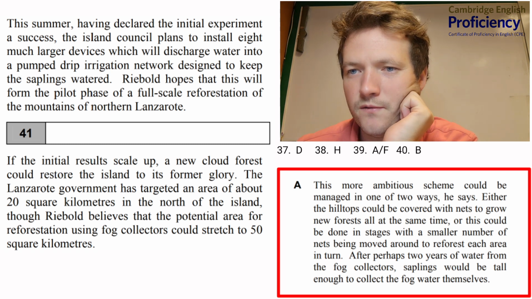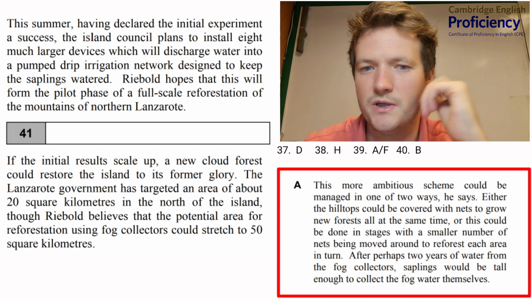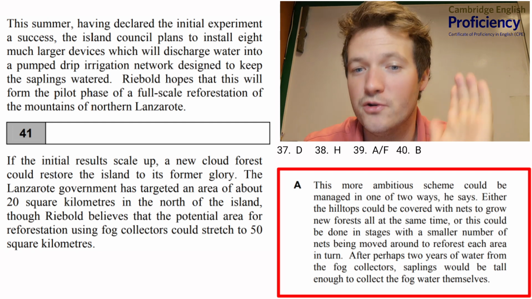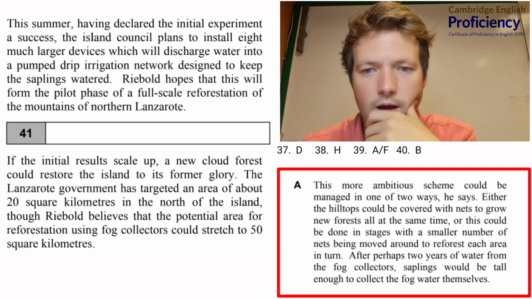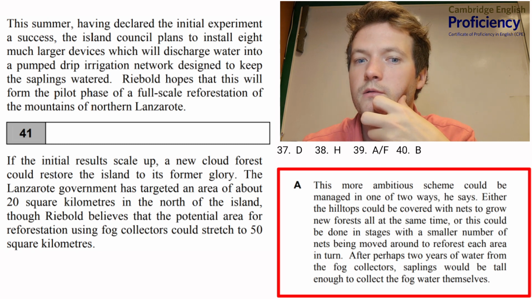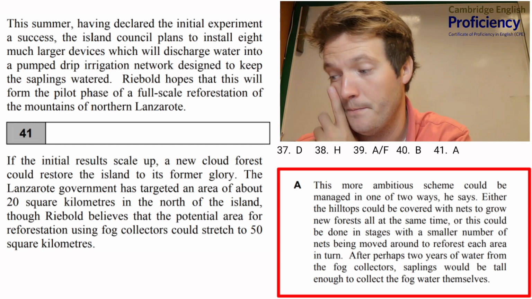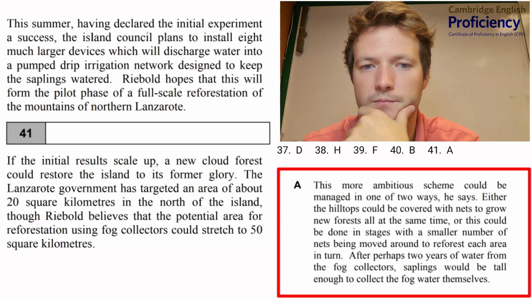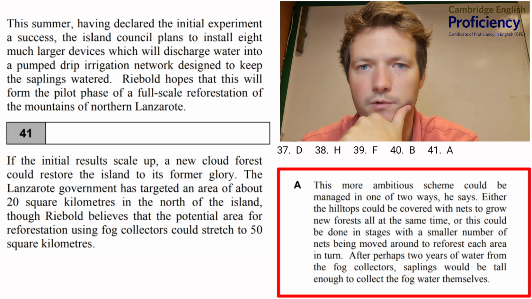After perhaps 2 years of water from the fog collector, saplings would be tall enough to collect fog water themselves. I think we're going to put A in number 41 now. If the initial results are good, a new cloud forest could restore the island to its former glory. I think that's far more coherent. I think that looks much better. I think we're going to say 41 is A. I think 39 is F. Yeah, 39 must be F. Yeah, I think we're going to go with that.